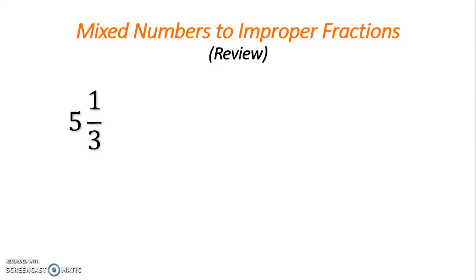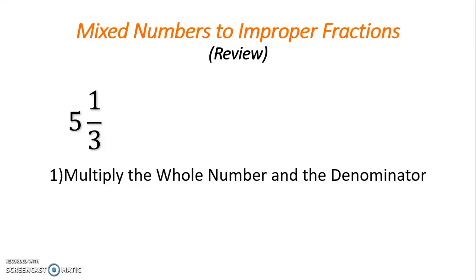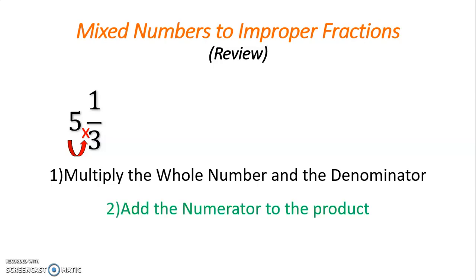So if we start with the mixed number 5 1/3, we want to convert it to an improper fraction to be able to multiply it with another fraction or whole number or another mixed number. So we'll start with step 1, which is to multiply the whole number and the denominator. So in this case, we'll multiply 5 times 3. We know that that's 15. And in step 2, we will add the numerator to the product.